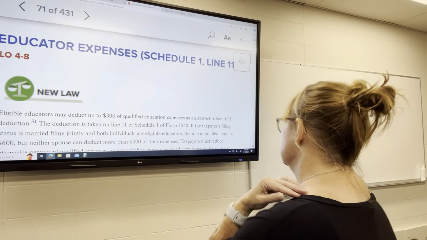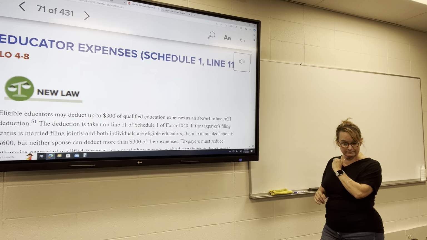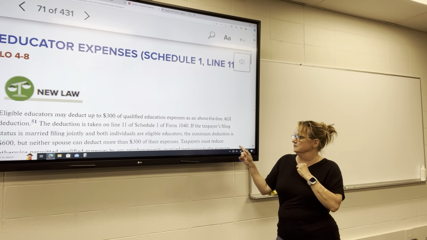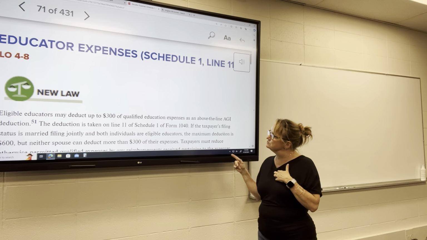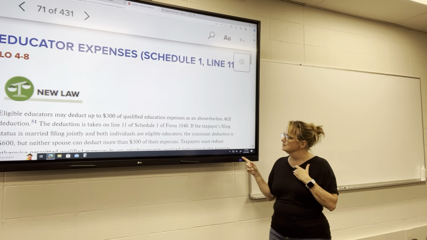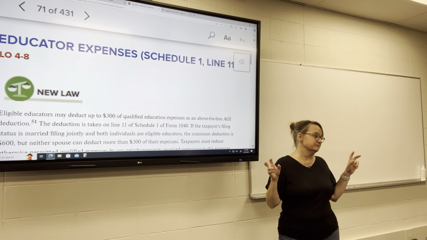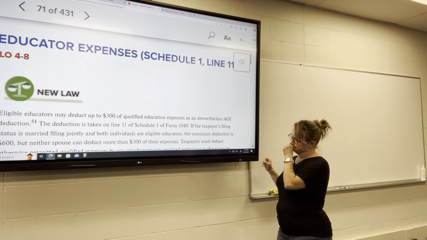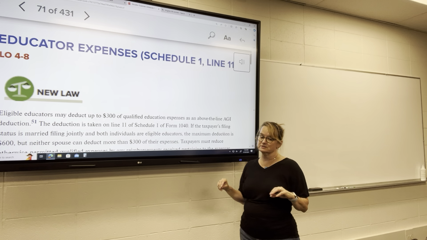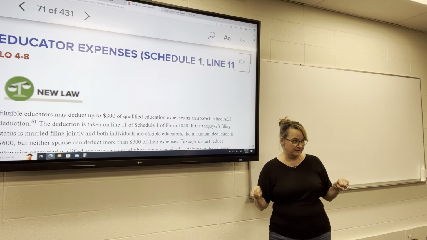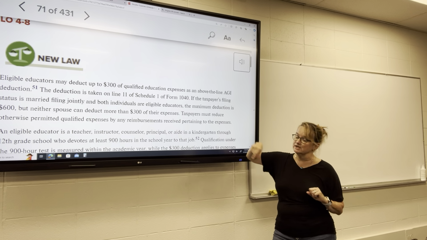Okay, so last part of chapter 4 here, educator expenses. This deduction was recently increased. It was $250, now it's $300. So eligible educators, so there we go, we've got to define what an eligible educator is, can deduct up to $300 of qualified education expenses, so we've got to define what a qualified education expense is, as an above the line for AGI deduction.